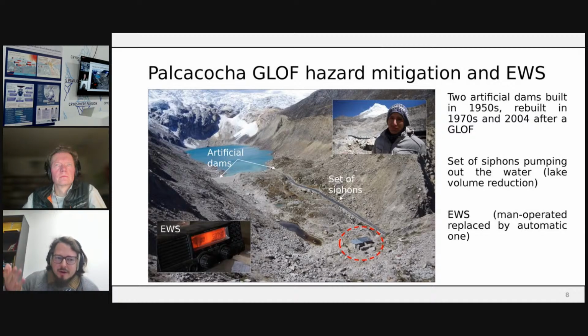Those are used to lower the lake level, to reduce the volume of the lake, and to set the conditions for permanent lowering. The two inset pictures show the component of a manually operated early warning system that had been used for several years. Those were two guys sitting in the hut of the dam, observing the lake 24 hours a day, equipped with a satellite phone. So in case a chunk of ice would fall into the lake or part of a moraine would slide into the lake, they would call the authorities in Huaraz, which is 23 kilometers downstream, in order to issue timely warning for people.